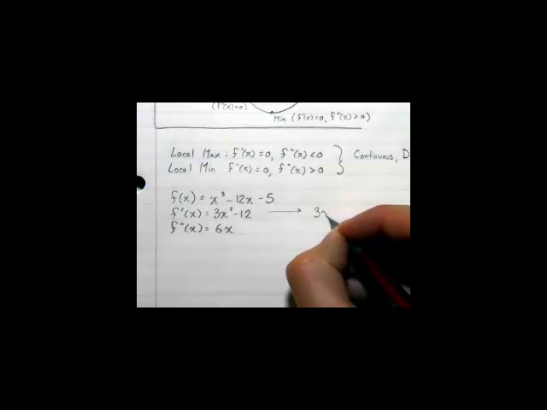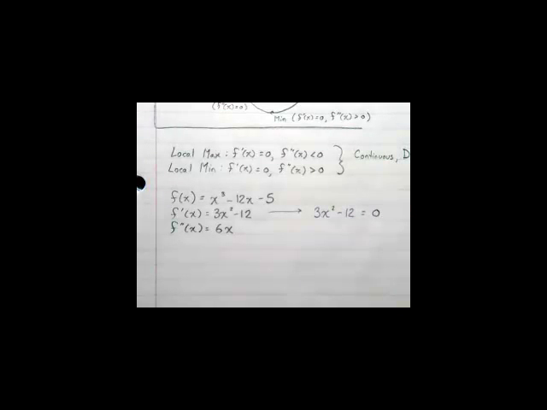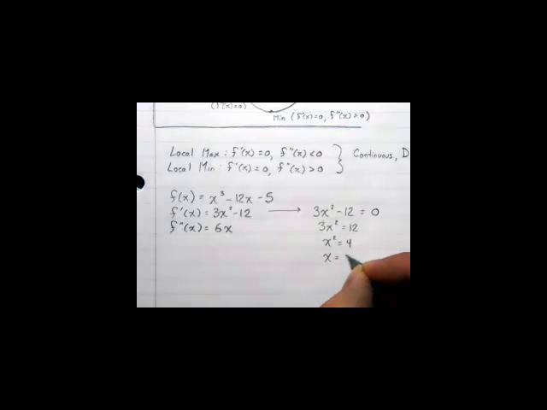So 3x squared minus 12 equal to 0. These are going to be places that we can have maxes and mins. So if we solve that, 3x squared equals 12, x squared equals 4, so x equals plus or minus 2. And then the question always was, well, how do we know if it's a maximum or a minimum?